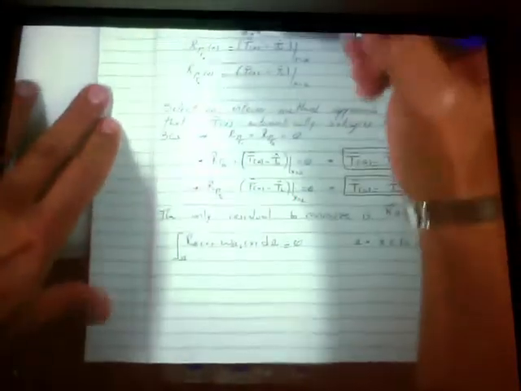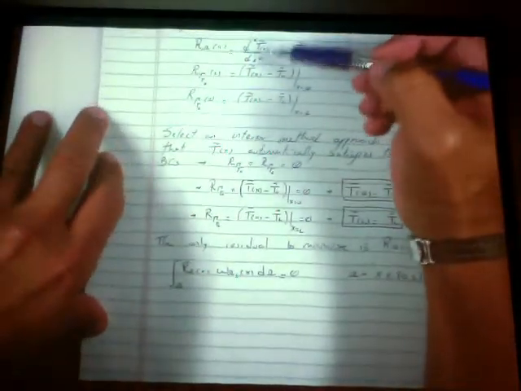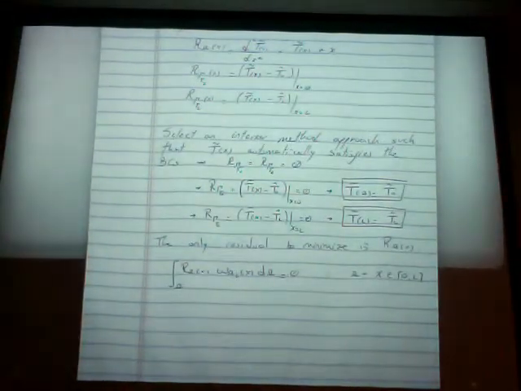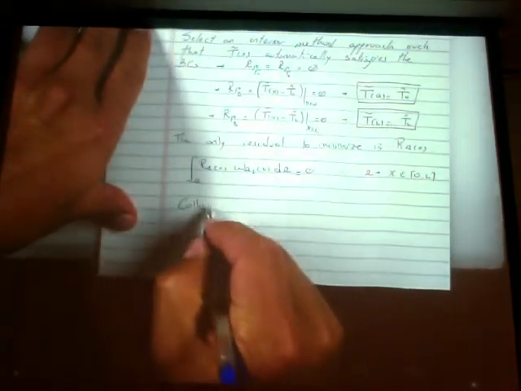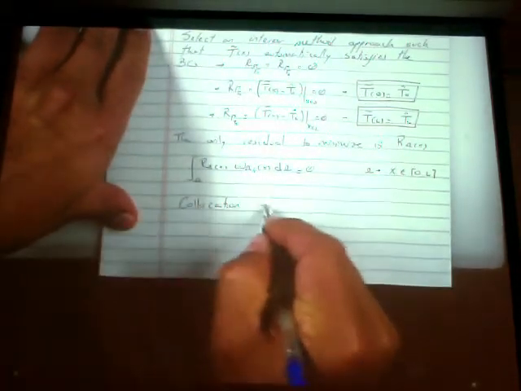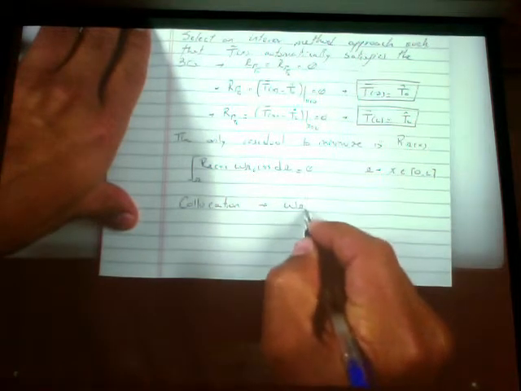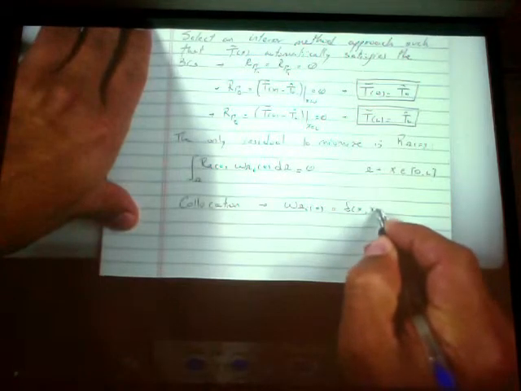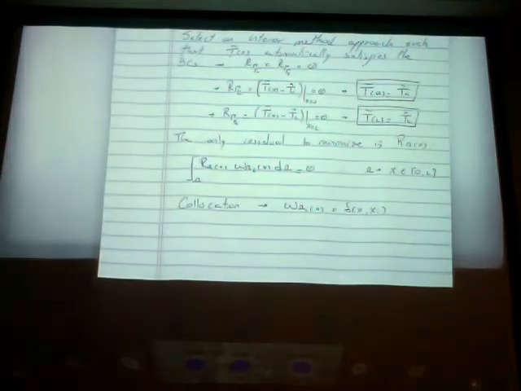So we know what the residual of the domain is. We had it up here. Right there. It's just the governing equation. And we know that since we're talking about collocation, the weight functions are again the Dirac delta functions at certain collocation points xi.